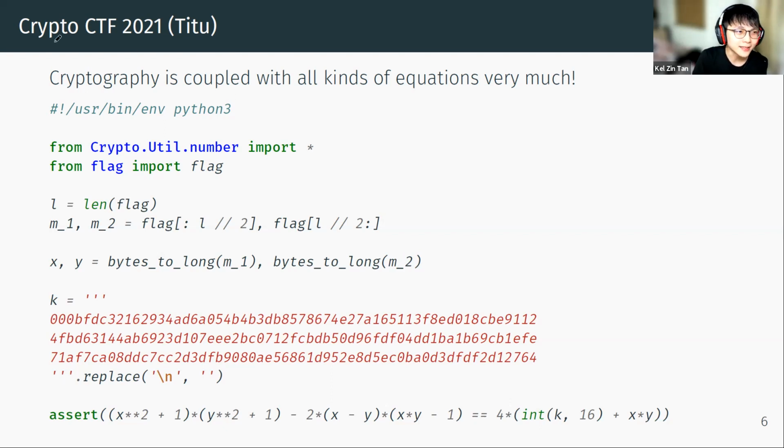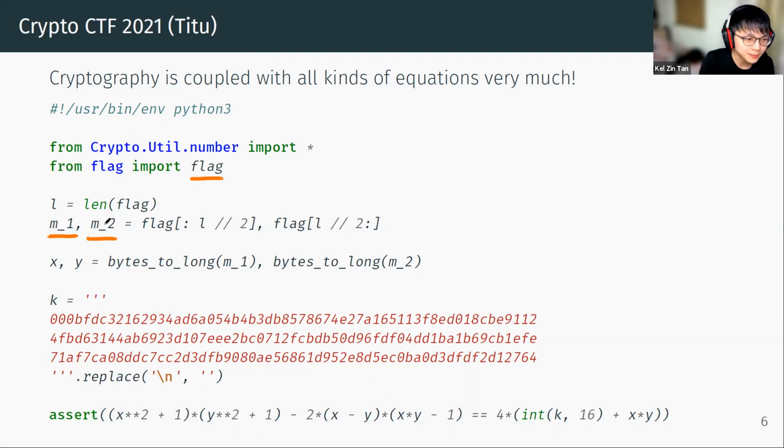Okay, this is a challenge from Crypto CTF 2021, and it's called T2. The description basically says that cryptography is coupled with all kinds of equations very much. Yeah, and the code is just like this. It's very short. You can even fit it into a slide. That's not possible for most of the challenges in CTF, but in crypto, things like that often happen. So yeah, you can kind of read this code. Basically, the flag is what you want to get, and this L is the length of the flag, and then the flag is split into two parts, which are M1 and M2.